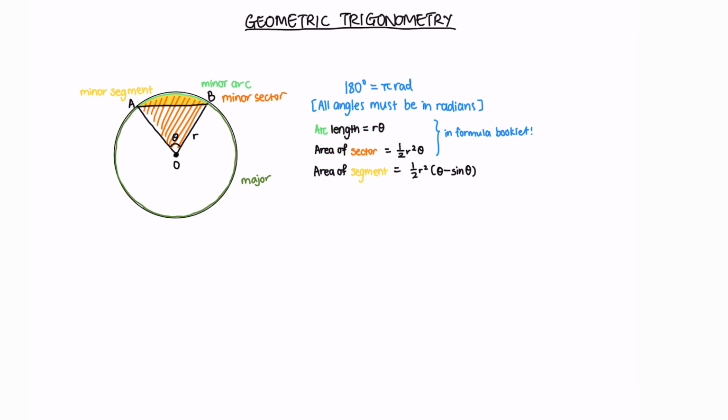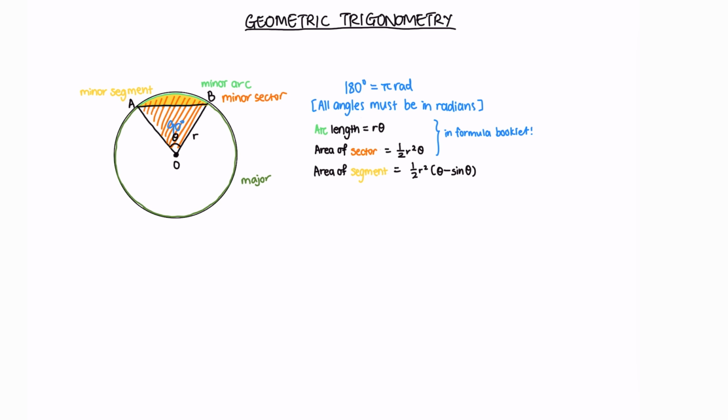First of all, how do I find the arc length? Let's say I want to find the arc length AB, or actually to be more specific, this is the minor arc length AB. It would just be r times theta, where r is the radius over here, and theta is this angle. If you see over here, all angles must be in radians.